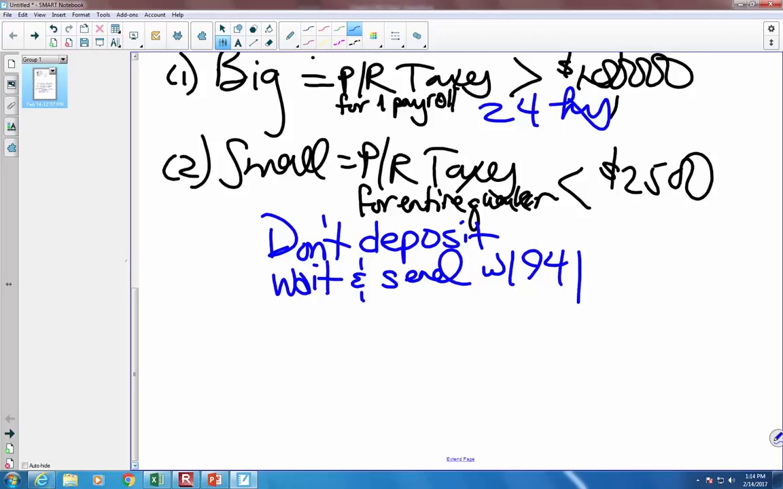Okay. You absolutely 110% need to know these rules. And basically, if your situation doesn't change from year to year, like your payroll, you're not going to change. I mean, if you're monthly, you're not going to wake up one day and be huge, right? You're going to stay monthly or semi-weekly. Okay.